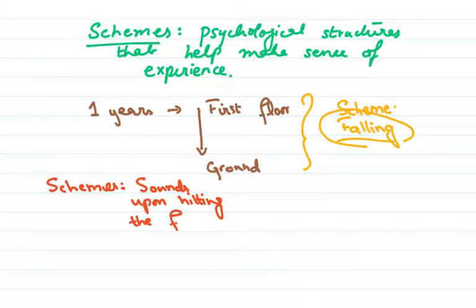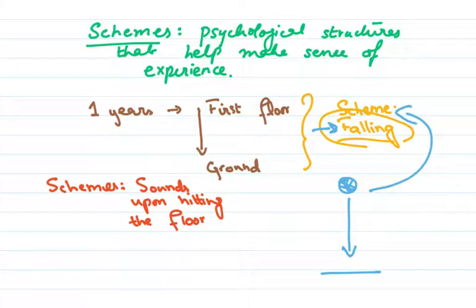So basically, what schemes are then is that they are psychological structures that help us make sense of experience, right? So once this child has developed this scheme that objects fall, then they will know that whatever object they release, so if they, for example, pick up a particular ball and they release it, they'll know that this ball is going to fall to the ground, because they have created a scheme of falling.